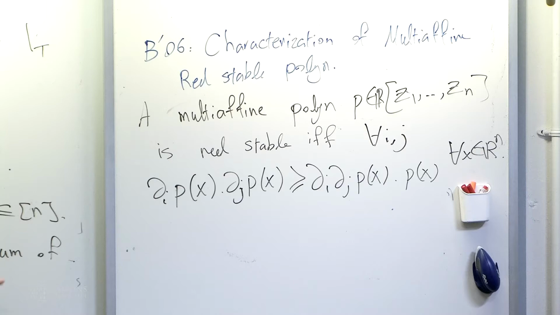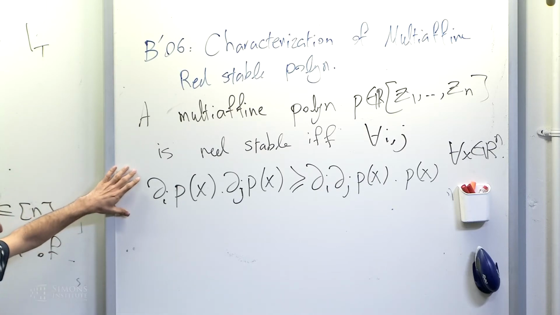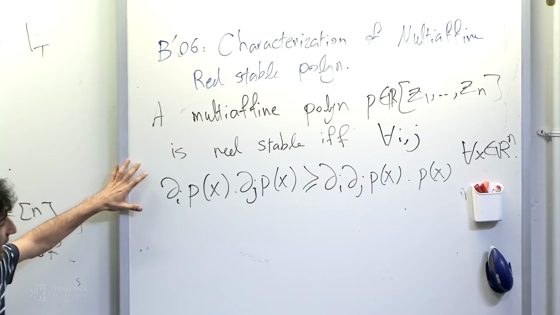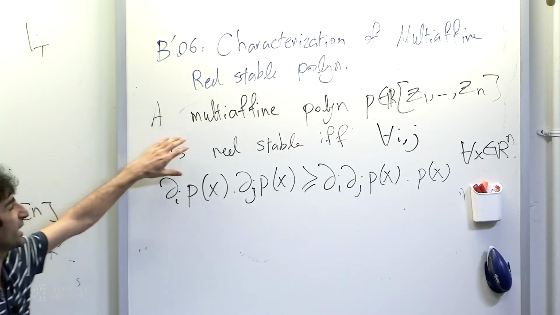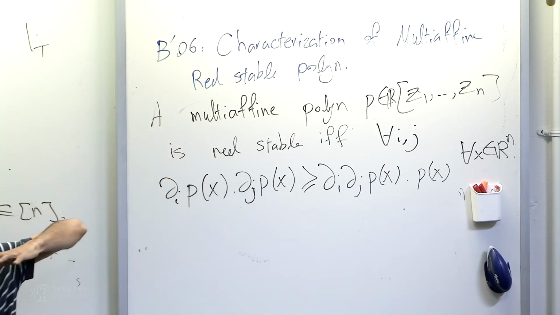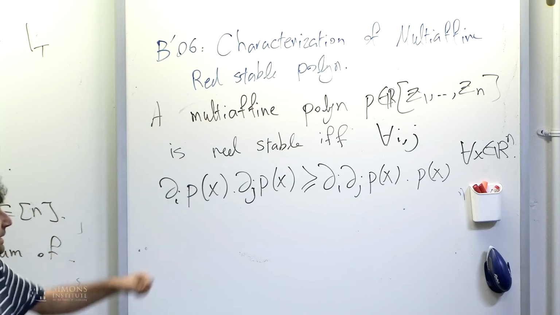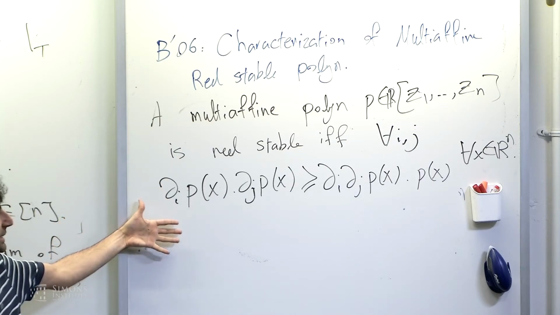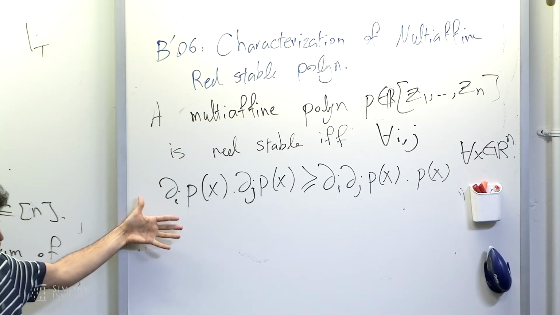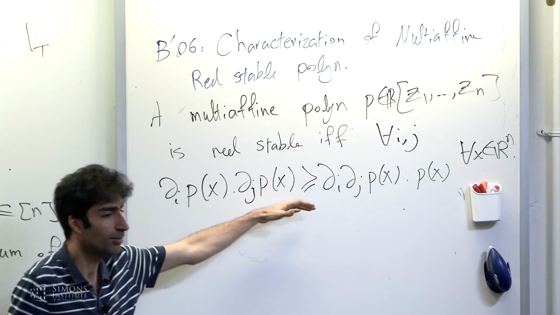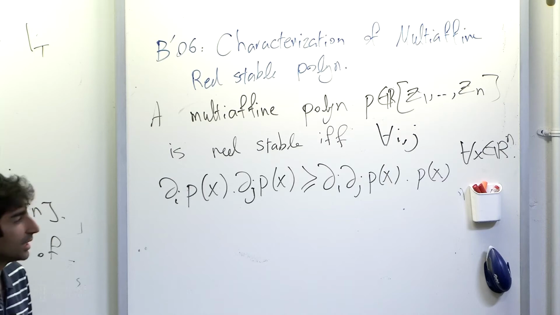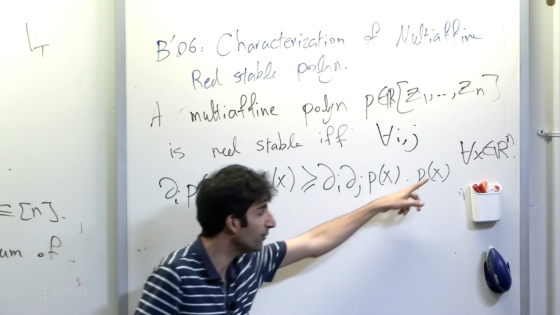So that's a set of inequalities. First of all, remember multi-affine means that your polynomial is square free. But this says that there are basically n squared tests to check if a multi-affine polynomial is real stable. You just need to check if these polynomial inequalities are satisfied for every x in R to the n.